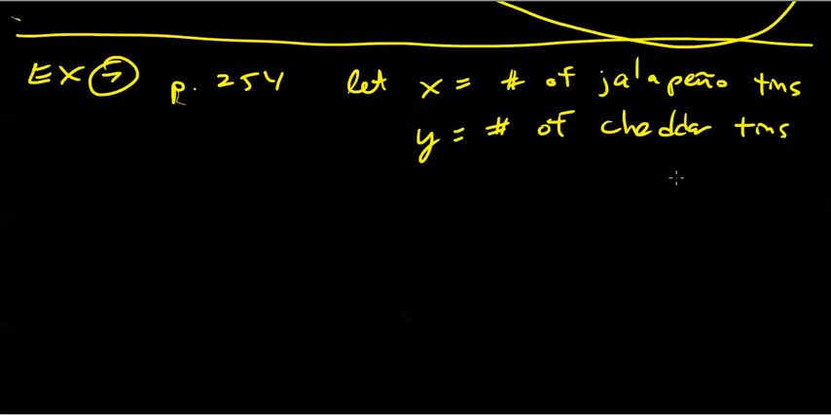Now, what are we told about these tins? Well, we're told something about the number of them. We are told that we have 10 tins of a mix. Right? So right away, I know that x plus y has to equal 10. All right, so I can easily squeeze one equation out of that given information. And now we are also told something about the value of these popcorn tins. We are told the jalapeno flavored sells for $36 and the cheddar cheese flavor sells for $24.